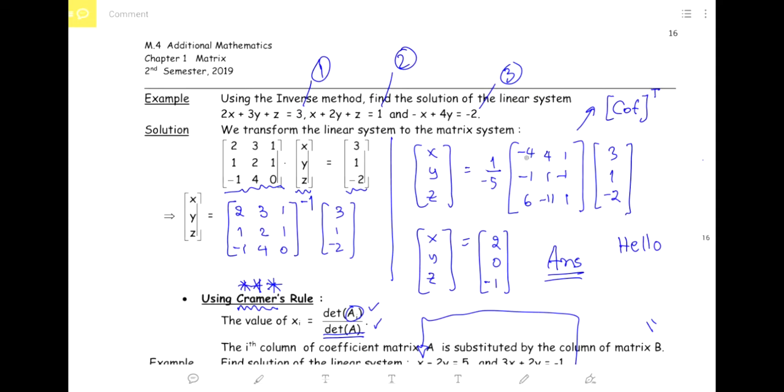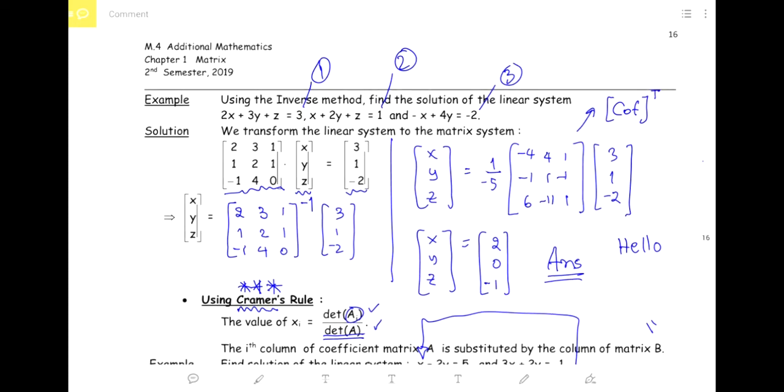This number is in the first row and the first column, so you multiply this and that, right? You go multiplying: negative 4 times 3 is negative 12, 4 times 1 is 4, 1 times negative 2 is negative 2. You add all of them, it comes out negative 10, right? Then this negative 10, you multiply with that constant, 1 over negative 5. So they cancel, and you will have the number 2 out.